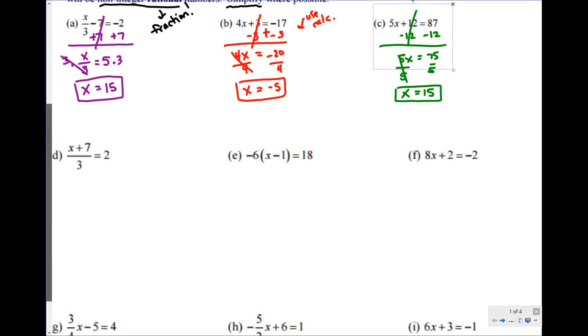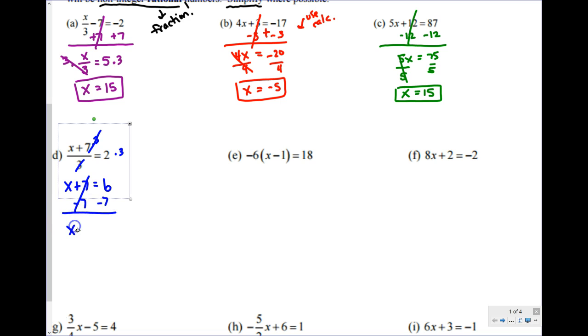Letter D. Here we start off with a division problem. So the first thing to do is undo that division. So we're going to multiply both sides by 3 to cancel out that denominator. So I'm left with x plus 7 on top equals 2 times 3, which is 6. Last step, subtract both sides by 7, and x equals negative 1.